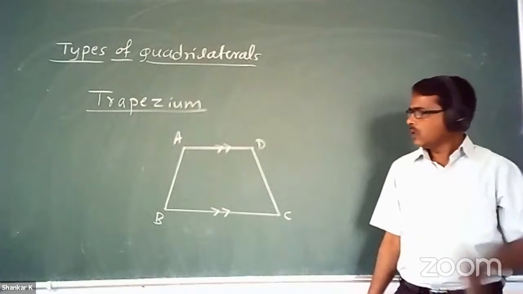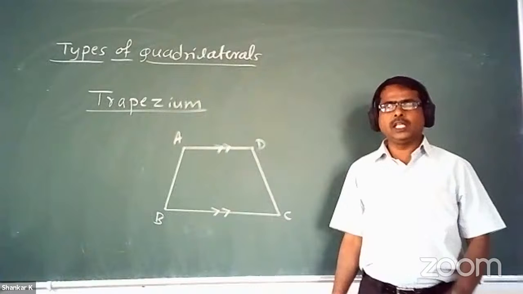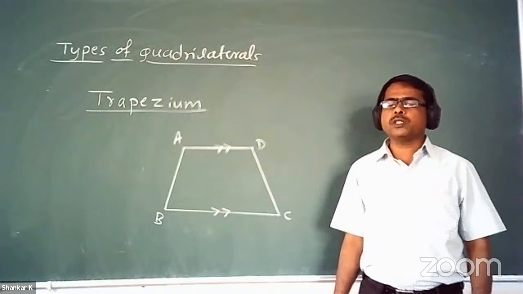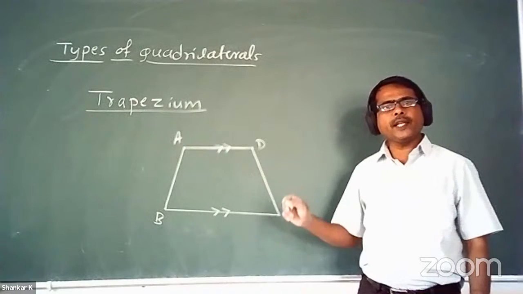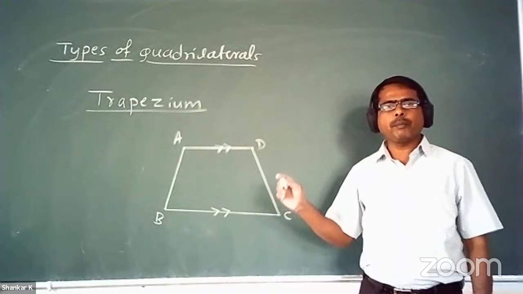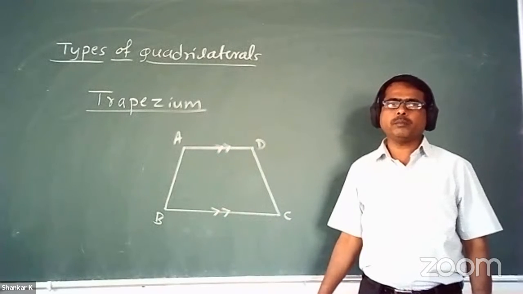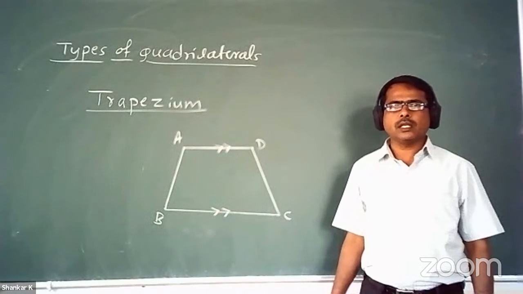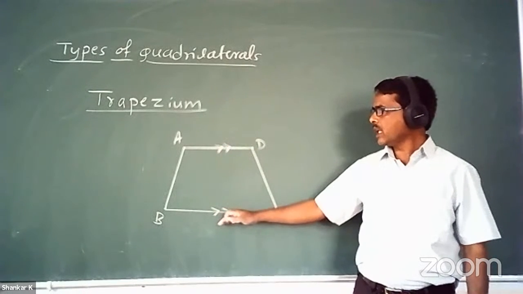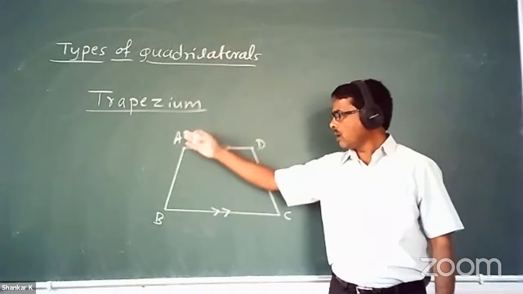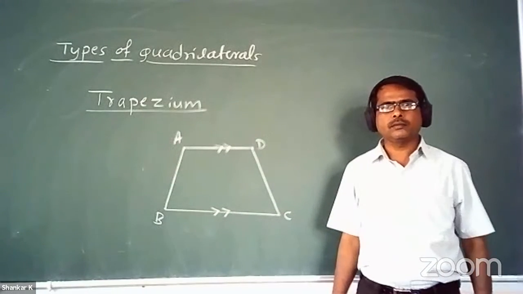Understanding? So, what is a trapezium? A trapezium is a quadrilateral. Quadrilateral means what? Four-sided closed figure. A trapezium is a quadrilateral in which a pair of opposite sides are parallel. One pair is parallel. So it is a trapezium. Any these two can be parallel or these two can be parallel. Any one pair is parallel.